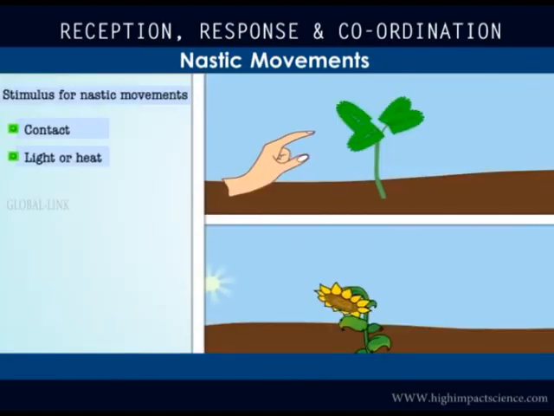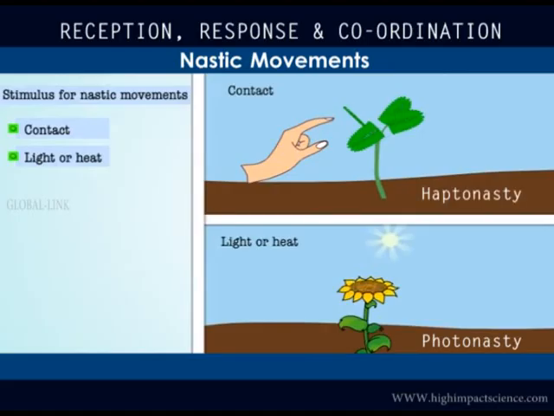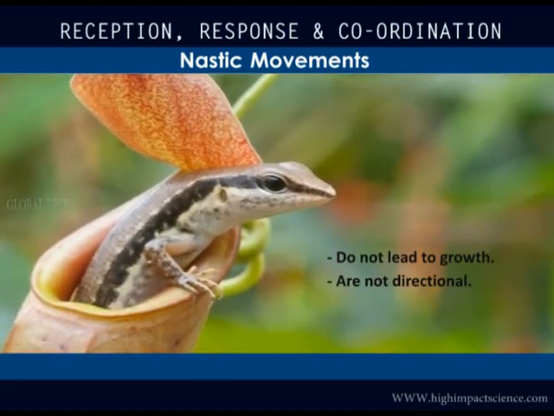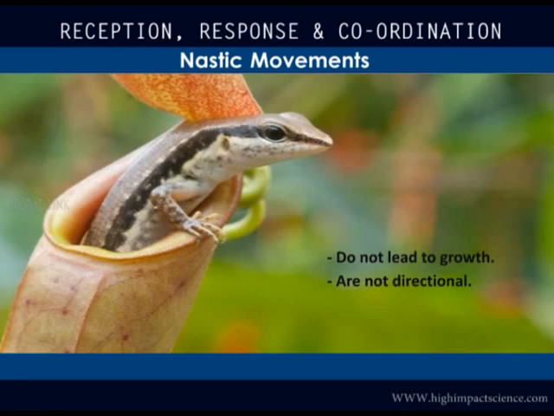Nastic movements in plants are also a response to stimuli, such as contact, light, or heat. Response due to light is called photonasty, while response to touch is called haptonasty. Unlike tropic movements, nastic movements do not lead to growth and are non-directional. Nastic movements are also reversible, unlike tropic movements.